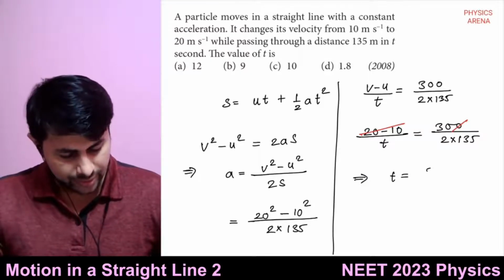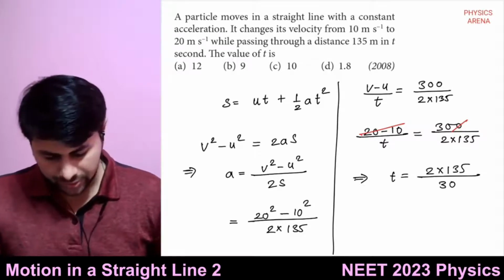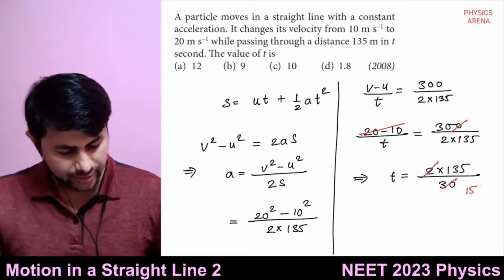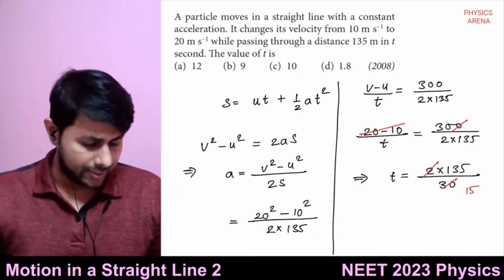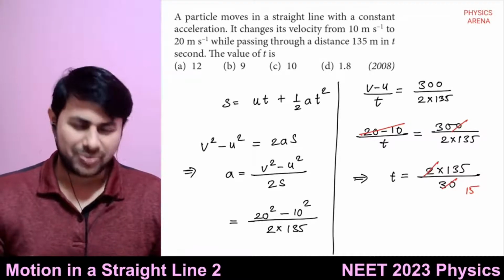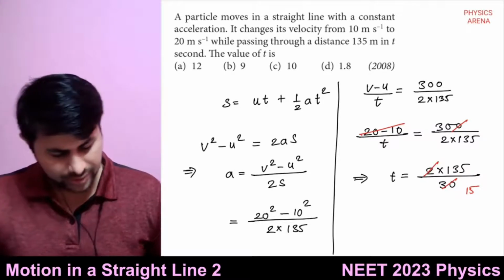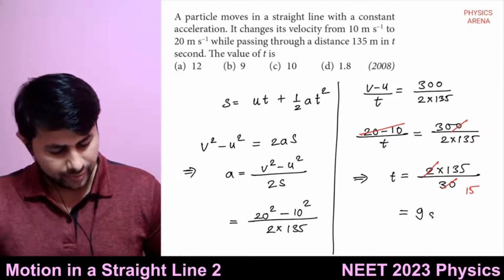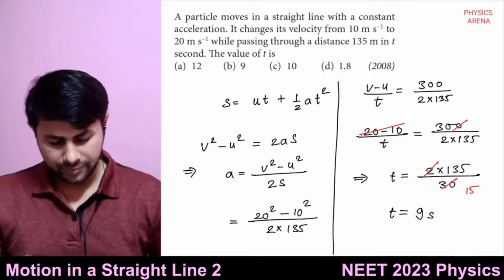It is 2 times 135 divided by 30. Here too you can cancel out this 2 with 30, and 15 will remain. So 135 divided by 15 is 9. 9 seconds is the answer.